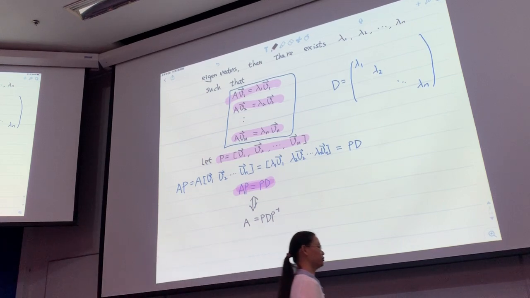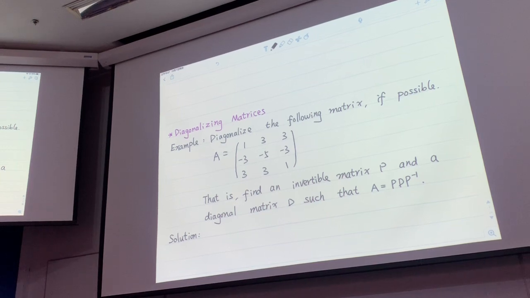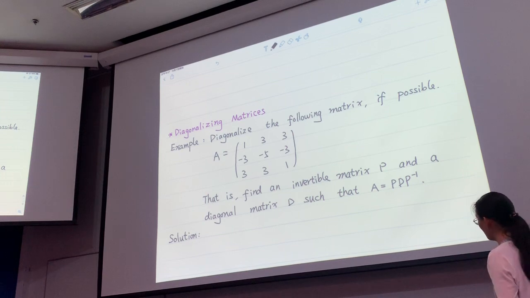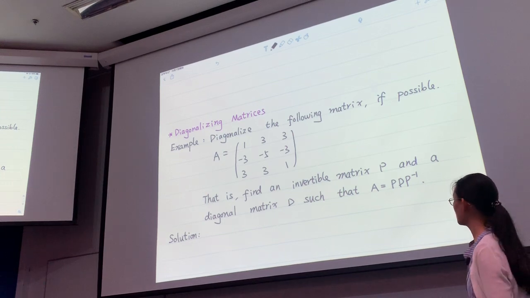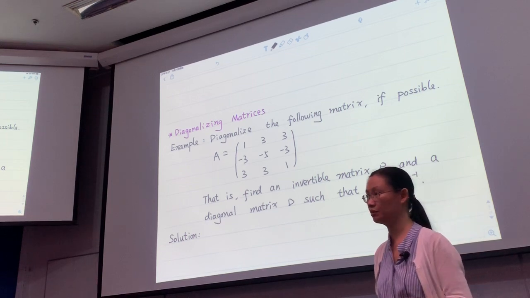Okay, so now we will do some exercises, some examples to show this theorem, how to do the diagonalization. So let's see this example. Diagonalize the following matrix if possible. A is 1, 3, 3, negative 3, negative 5, negative 3, 3, 3, 1. That is, find an invertible matrix P and a diagonal matrix D such that A equals P D P inverse. How to solve this type of problem?